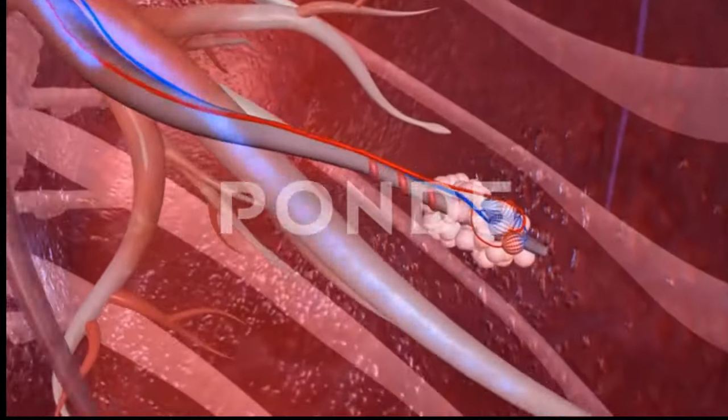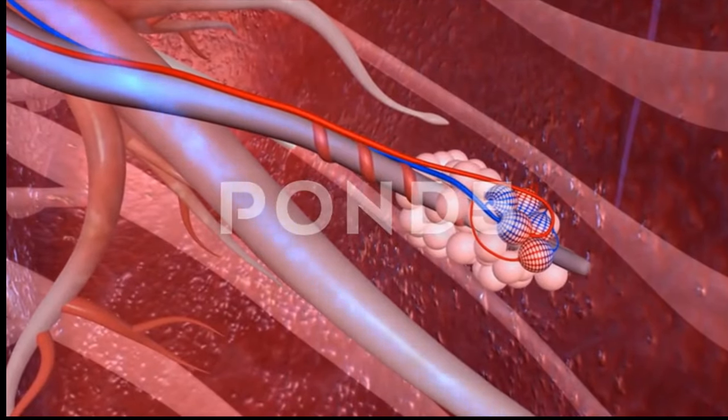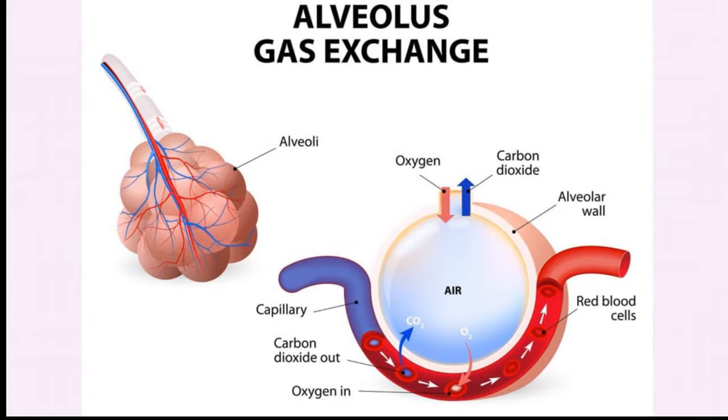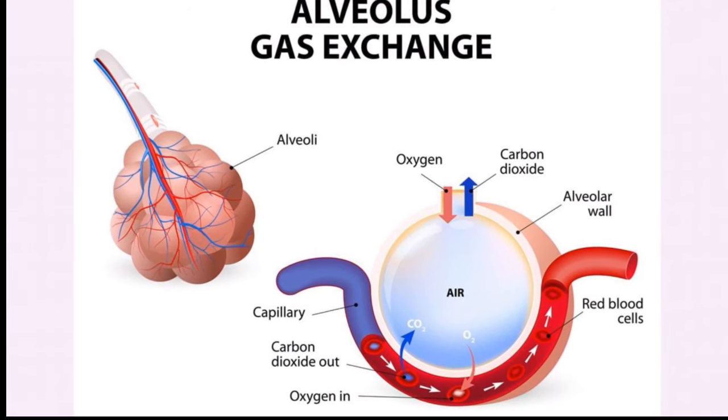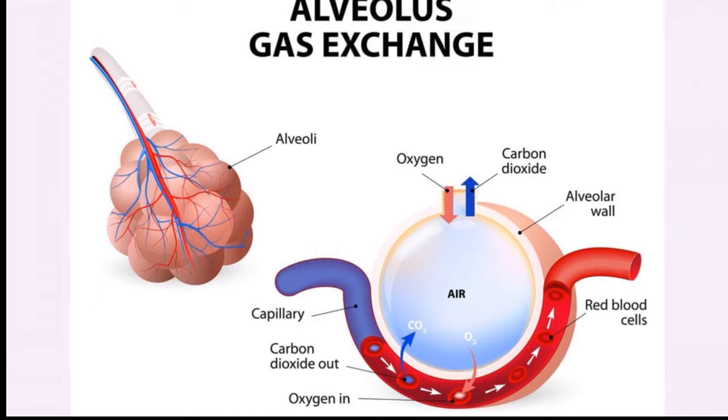This is where the magic happens. Oxygen enters the bloodstream, and carbon dioxide is expelled. The alveoli are surrounded by capillaries, allowing for efficient gas exchange. This process is essential for maintaining the body's oxygen levels and removing waste gases.